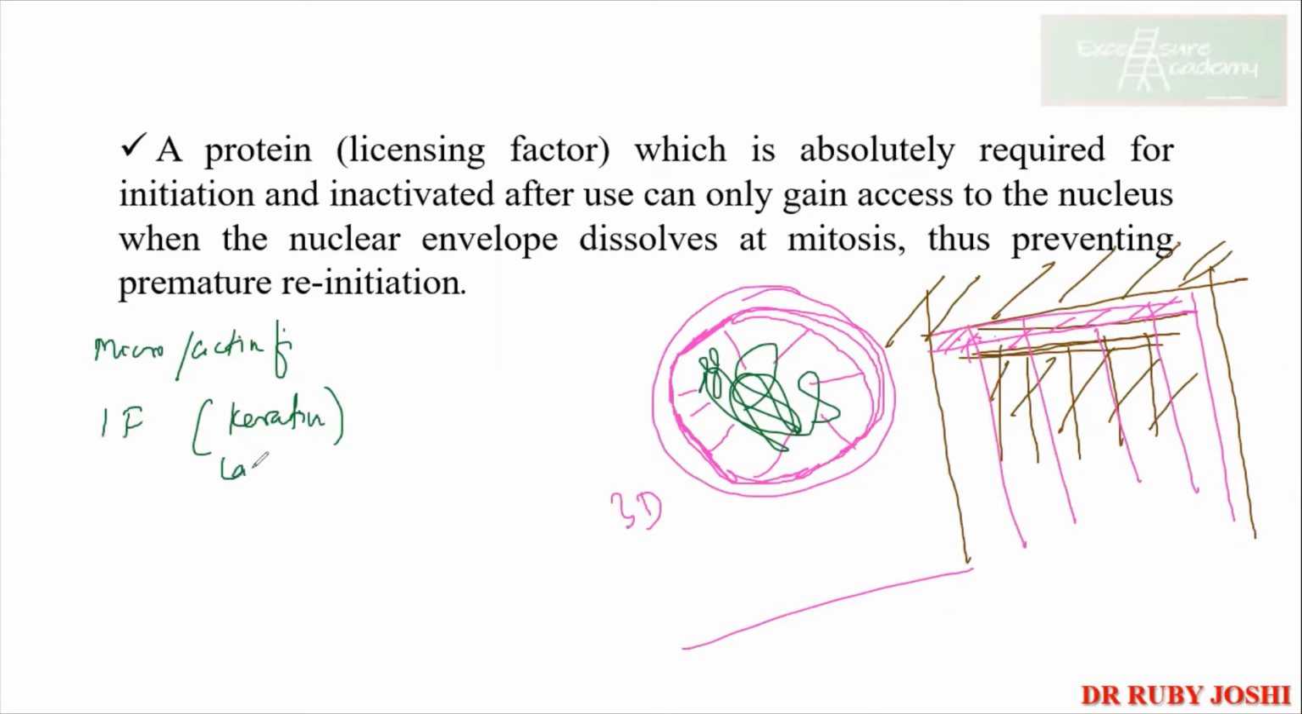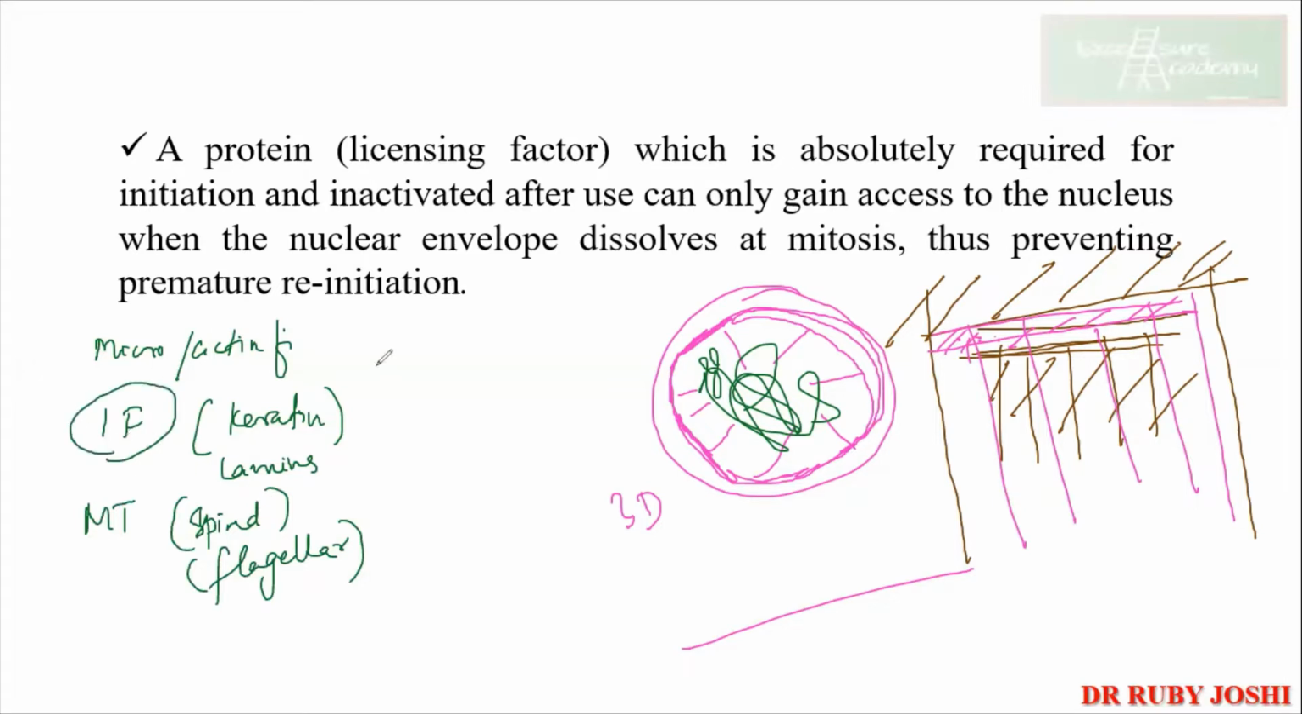So similarly, we have lamins. And then we have the microtubules, from which the spindle fibers are formed, right? In a few cases, they also help in flagellar movement or motor movement. So lamins are intermediate filaments. We'll come to that once we start doing the cell biology.